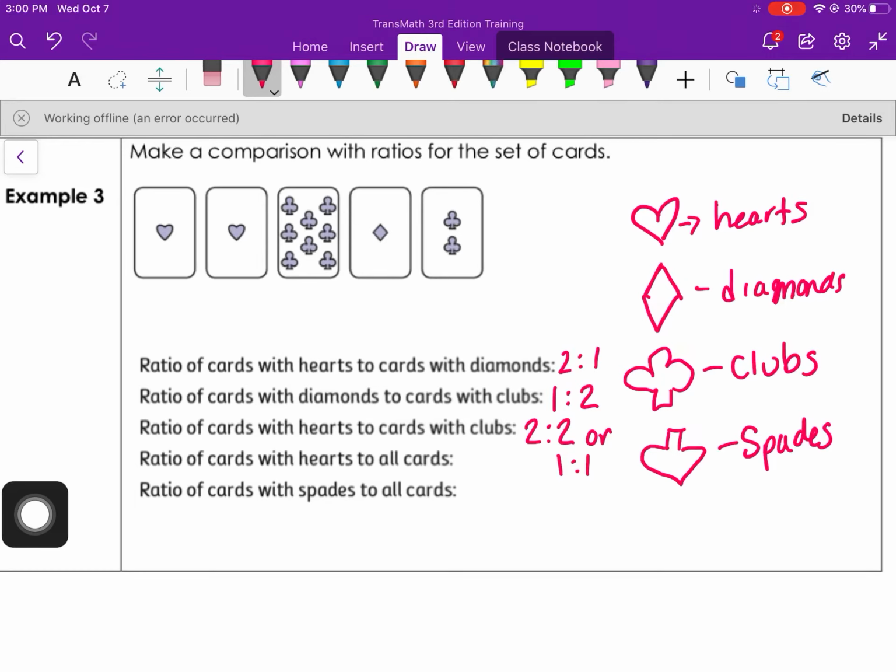Hearts to all cards. There's 2 hearts and there are 5 total cards. You can write that one as a fraction because it's a part to whole relationship. 2 hearts over 5 total. And then spades to all cards. There are no spades in this. So there are 0 spades to 5 total cards.